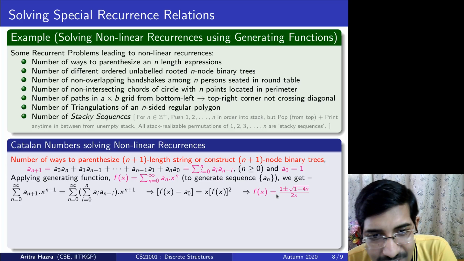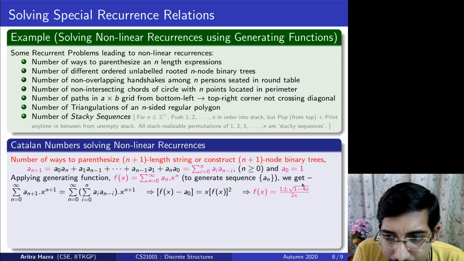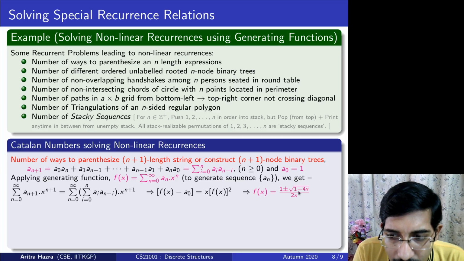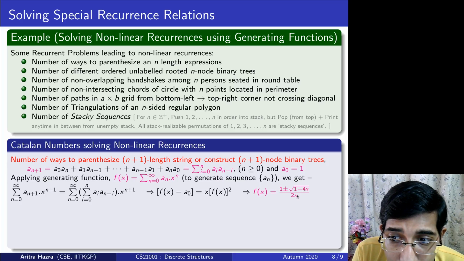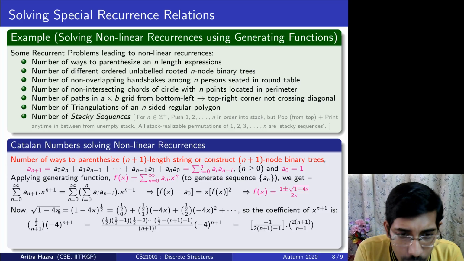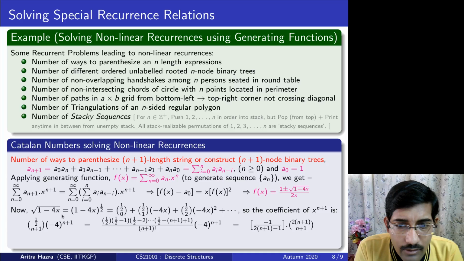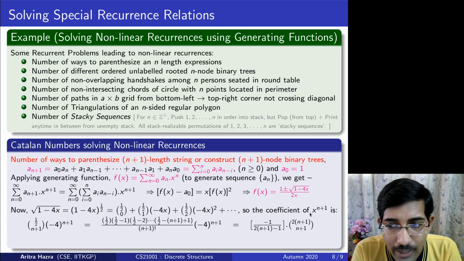I need, in this generating function, the coefficient of x to the power n. That is my answer. So to get the coefficient of x to the power n, I need the coefficient of (1 minus 4x) to the power minus half. There I need the coefficient of x to the power n plus 1, because the x to the power n plus 1 term will get cancelled with the 1 by x, giving me x to the power n. So in the root of 1 minus 4x, I need the x to the power n plus 1th coefficient of it.